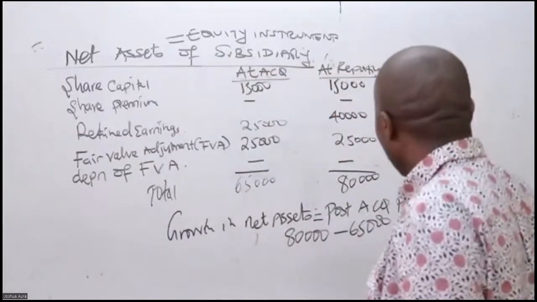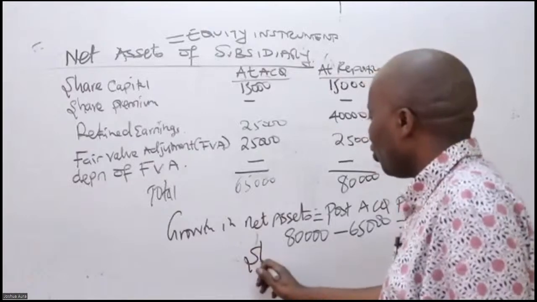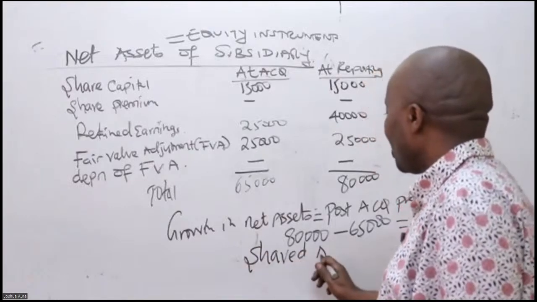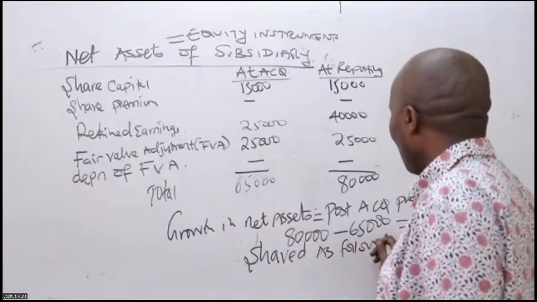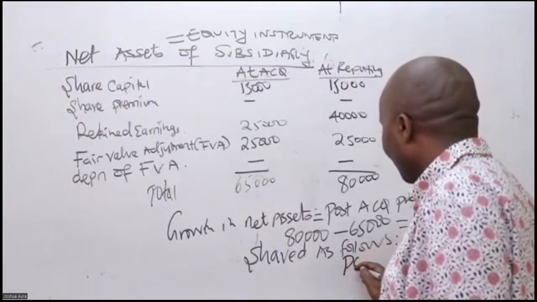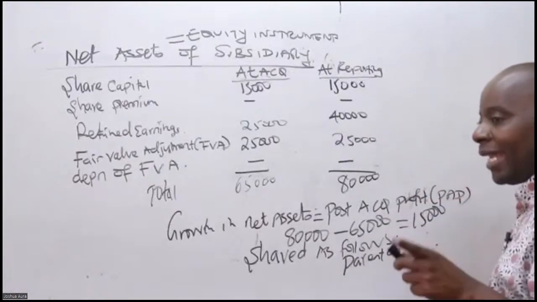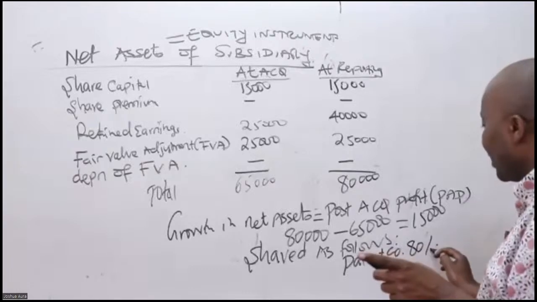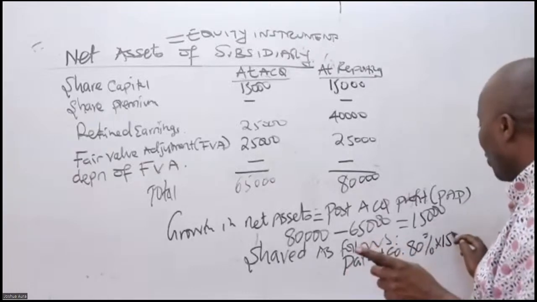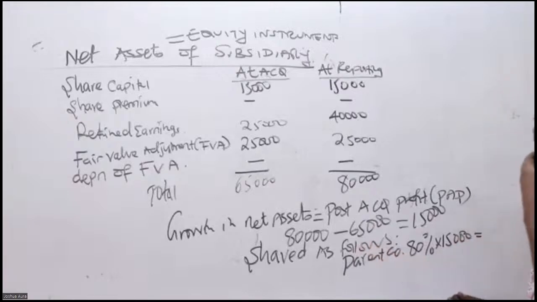So this is shared as follows. We have the parent company, which owns 80%. So 80% of 15,000, what do we have there? 12,000.